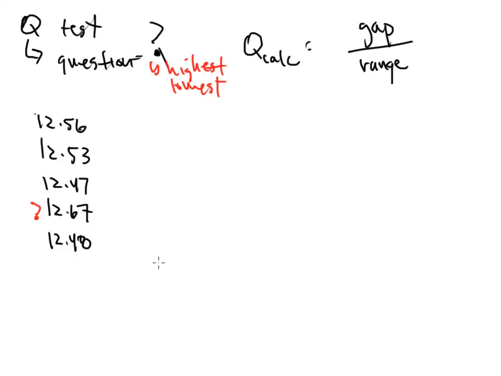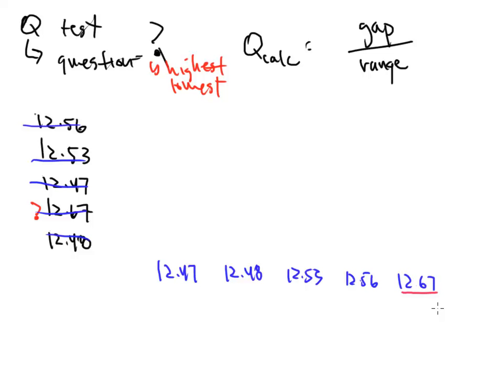So I'm going to order them: 12.47 and then 12.48, right? And I'm just going to cross these out as I write them down. 12.53 comes next. 12.56 is the next one. And then 12.67 is the next one. Okay, so we said that the questionable point is this one. Again, it's the extremity one. It's the one that's either the highest or the lowest. And in order to solve this, we have to find the gap and the range.